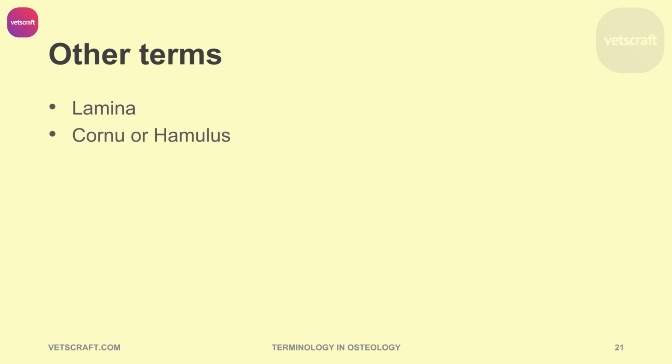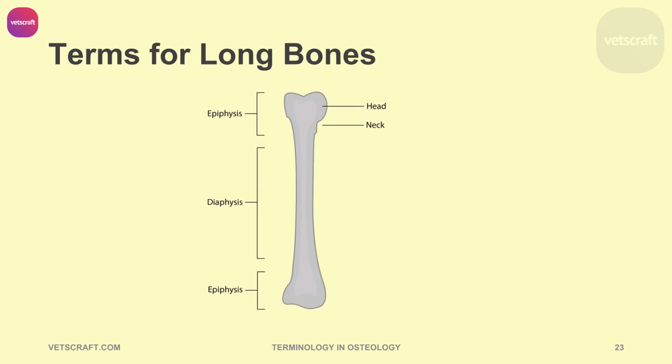Lamina is a thin plate of bone. Cornu or hamulus is a curved horn-like process. Labyrinth is a cavity within a bone. Symphysis is a union in which two similar bones are firmly connected by cartilage. Some terms are specifically used for long bones like humerus, femur, etc. Let's see these in this slide.